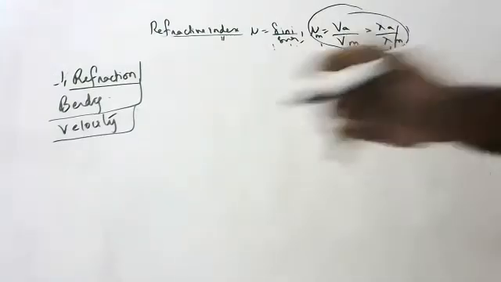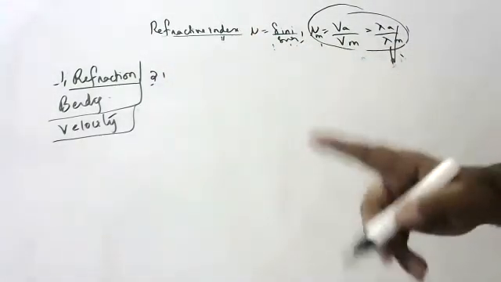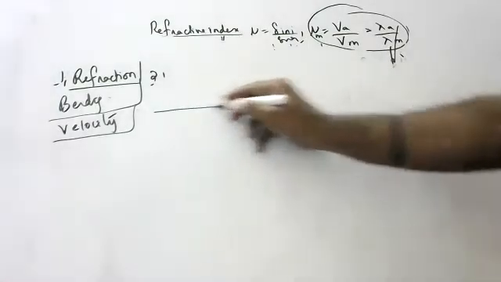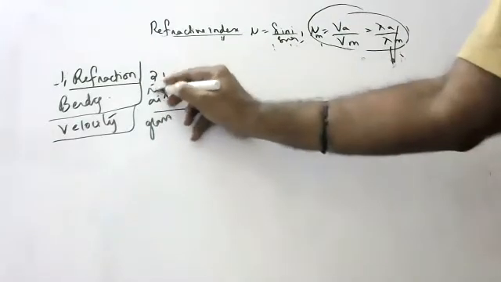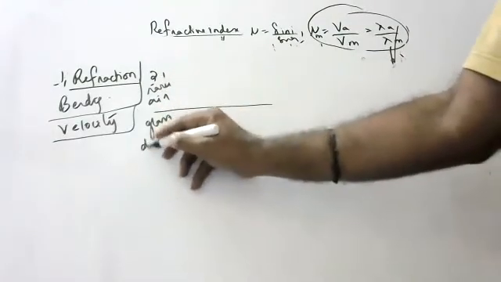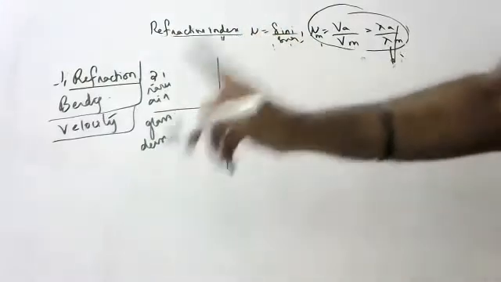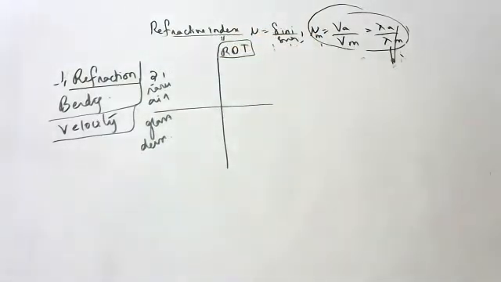Okay, second question. Draw a diagram to show the refraction of light from air to glass and glass to air. Children, suppose this is air. This is glass. Air is the rarer medium. Glass is denser compared to air. So going from rarer to denser, light always moves towards the normal.